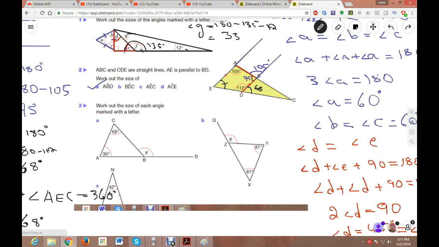Now the last angle left is ACE. So where is your ACE? Can you just highlight with the curve? Where is your ACE?